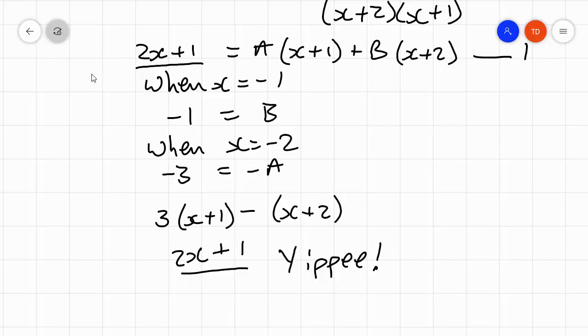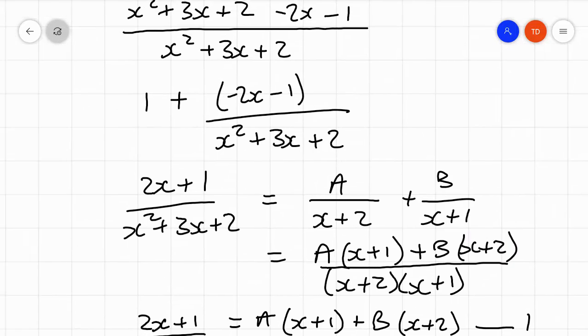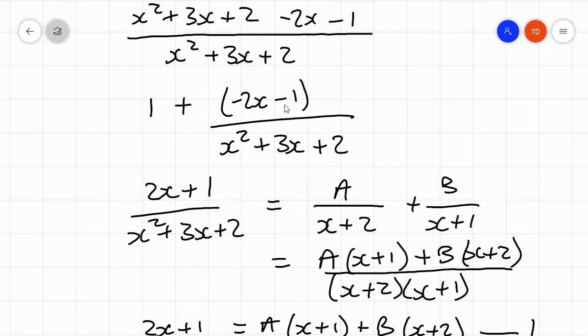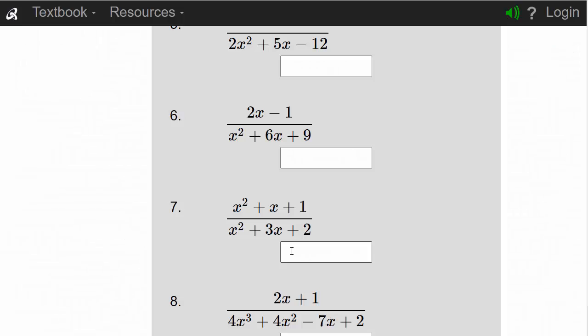So before we put that back into baseline, let's just remind ourselves that it was minus 2x minus 1, and we've just calculated our values on 2x plus 1. So the signs of a and b need to change. So going back to baseline, we had a 1 minus 3 divided by x plus 2 plus 1 over x plus 1. And are we right? Yes, we are.